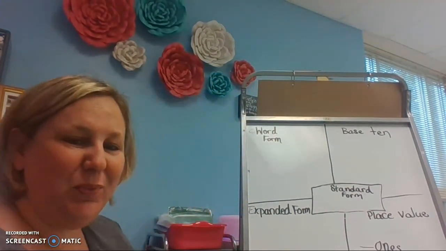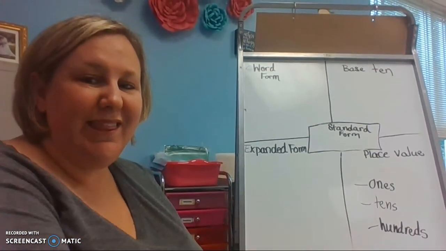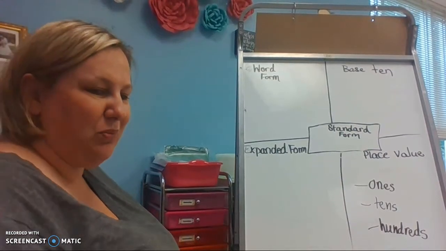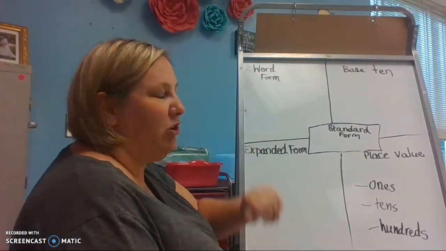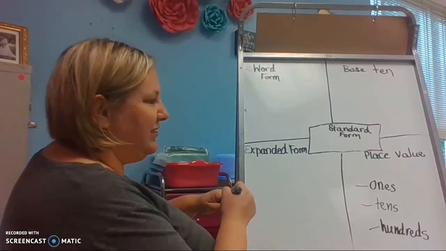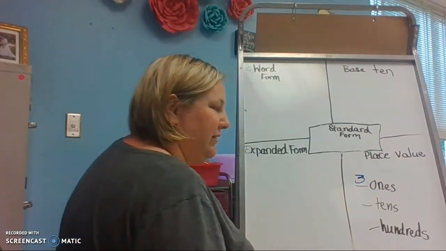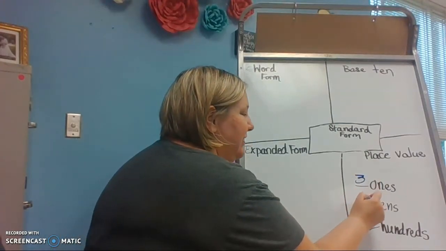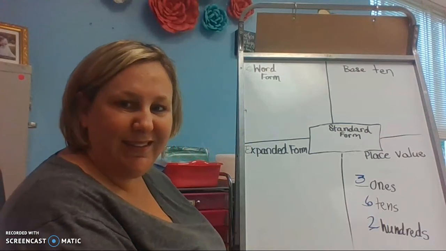Okay, boys and girls, welcome back. So, I said I was going to try to trick you. This time, I am going to write down the place value, and I want you to figure out what number I'm talking about. If I say that the number has 3 ones, 6 tens, and 2 hundreds.